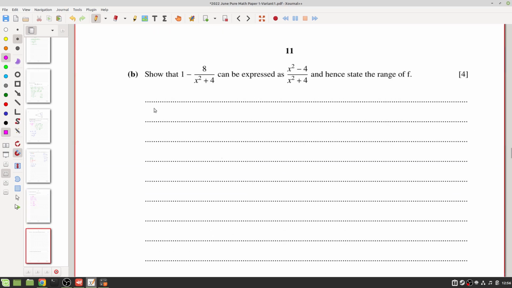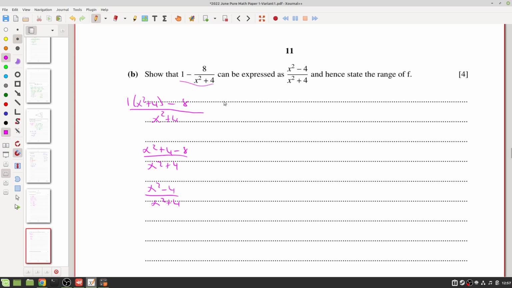Okay, so for this one, let's get a common denominator. The common denominator would be x squared plus 4. So the 1 still has to be multiplied with x squared plus 4, minus the 8. So multiplying that in, we get x squared plus 4 minus 8 over x squared plus 4. And at the top, 4 minus 8 is negative 4. So x squared minus 4 over x squared plus 4. So now we've shown that this is equal to that. Hence state the range of f.